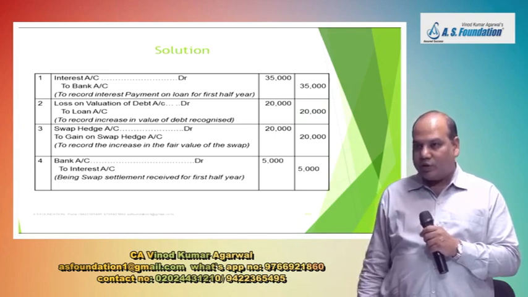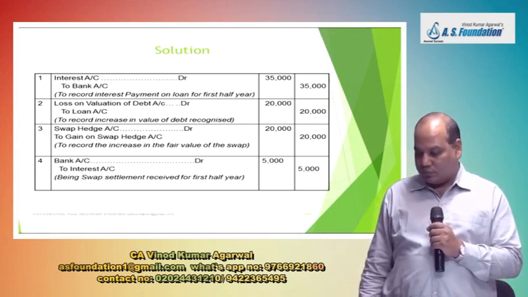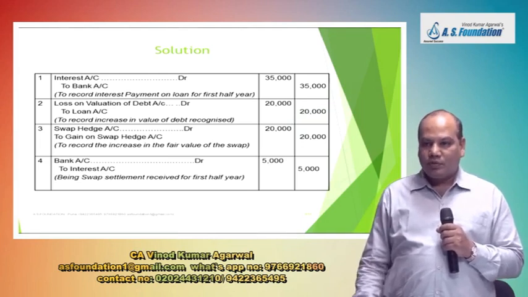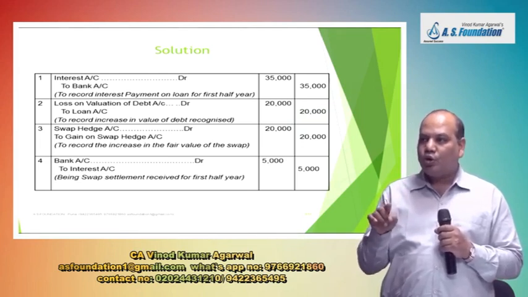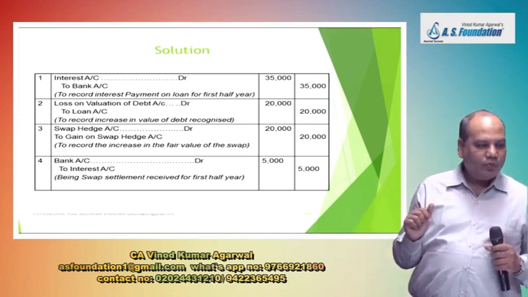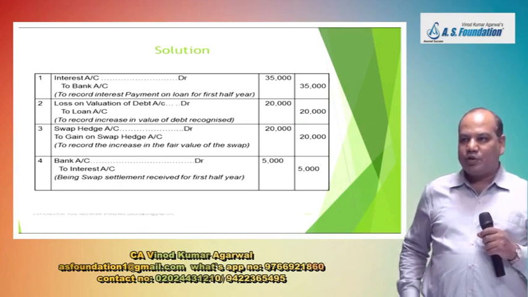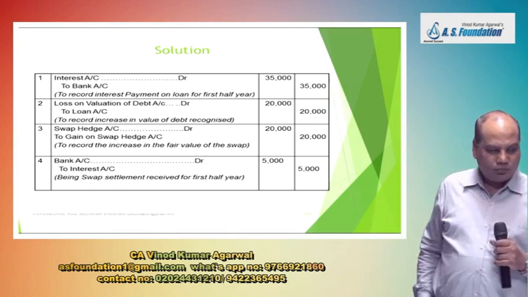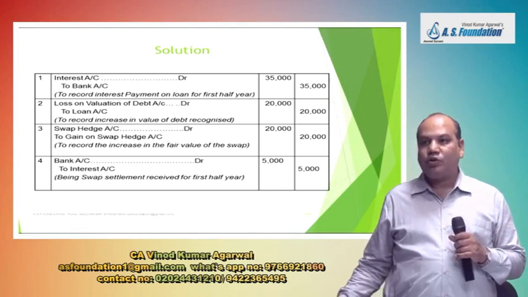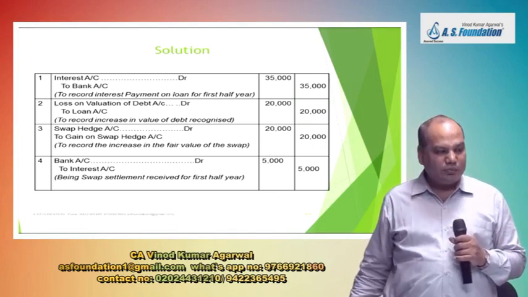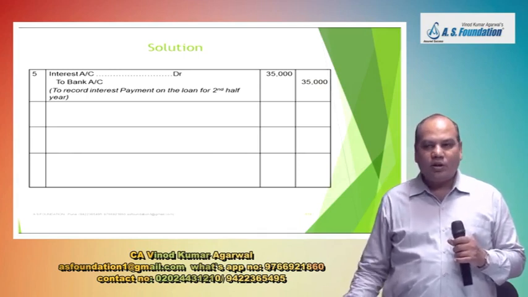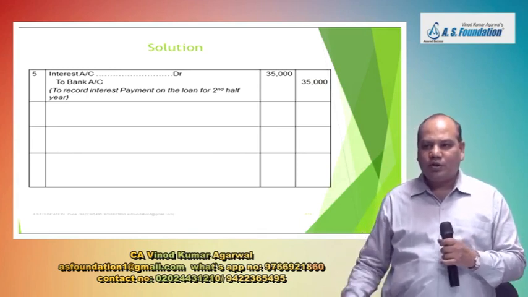And what about the interest differential you are going to receive? 5,000. How did you get this 5,000? 1% of 10 lakh into 6 by 12. If you write the calculation, it is easy to revise. That is what I know. You don't have to struggle in the last minute. And these are typical questions in the exams.